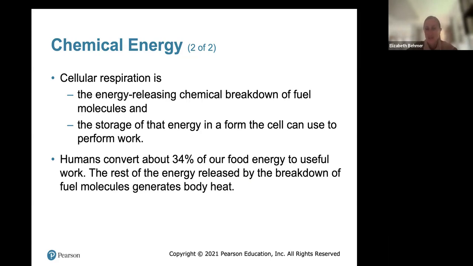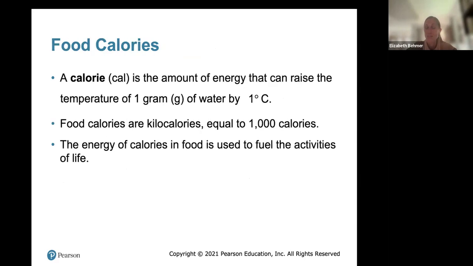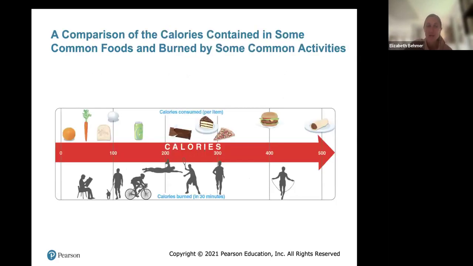Humans convert about 34% of our food energy to useful work, and the rest of the energy is released by the breakdown of fuel molecules, which generates body heat. A calorie, abbreviated cal, is the amount of energy that can raise the temperature of 1 gram of water by 1 degree Celsius. Food calories are actually kilocalories, which are equal to 1,000 of those calories. The energy of calories in food is used to fuel the activities of our life. So here are different types of food and the calories that they contain, and the amount of calories you can burn in 30 minutes doing these different activities.